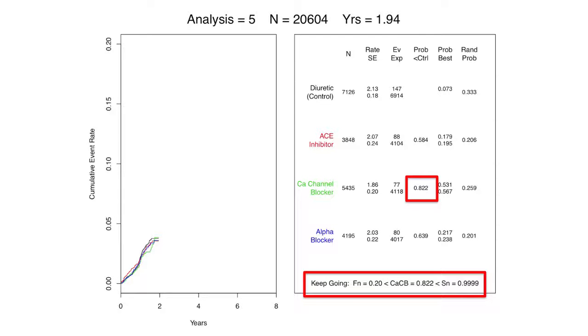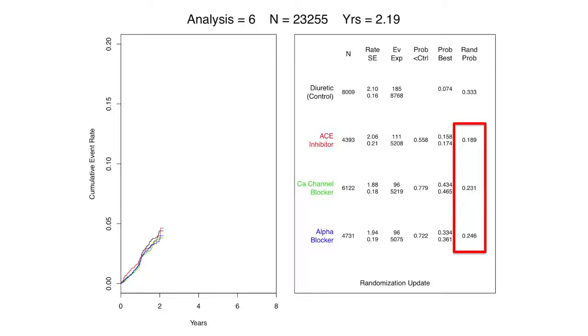At 20,000 patients, we also have a prospectively planned stopping look. The probability the best arm, calcium channel blocker still, is better than control is 82%. That's well above the 20% bound that would kick in a futility stop, but not nearly high enough to stop for success. So we update randomization probabilities and keep going. Here the randomization probability to alpha blockers briefly takes the lead. That group's hazard ratio is still just behind calcium channel blockers, but with 1,500 fewer patients, we favor its randomization probability in this update. The same trend continues 2.5 years into the study.